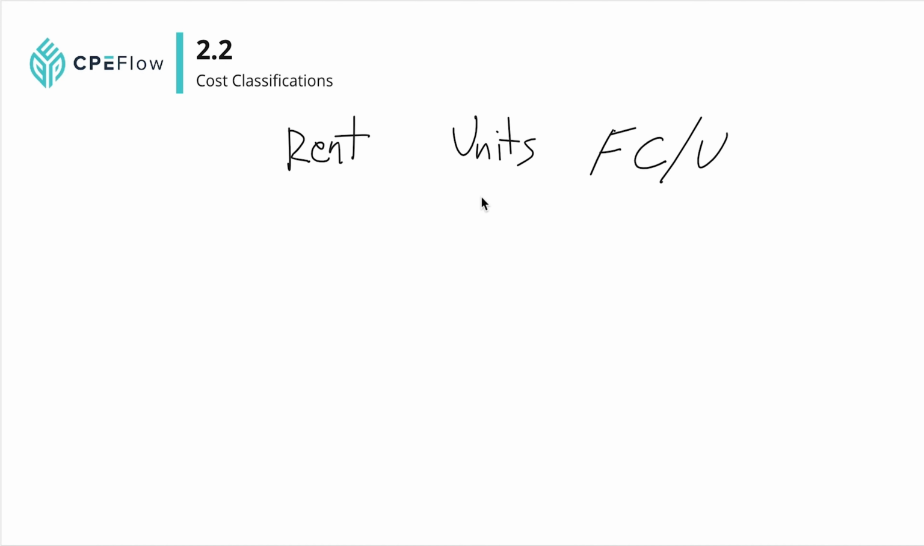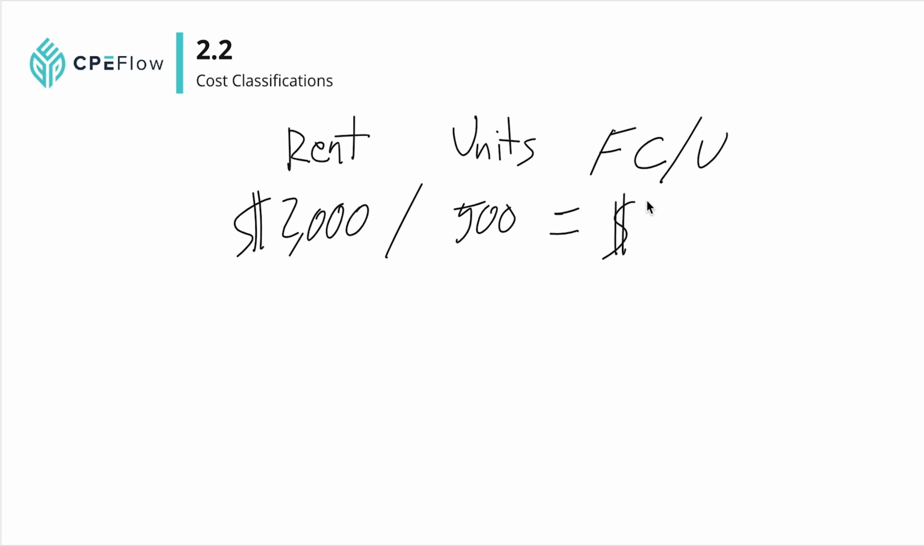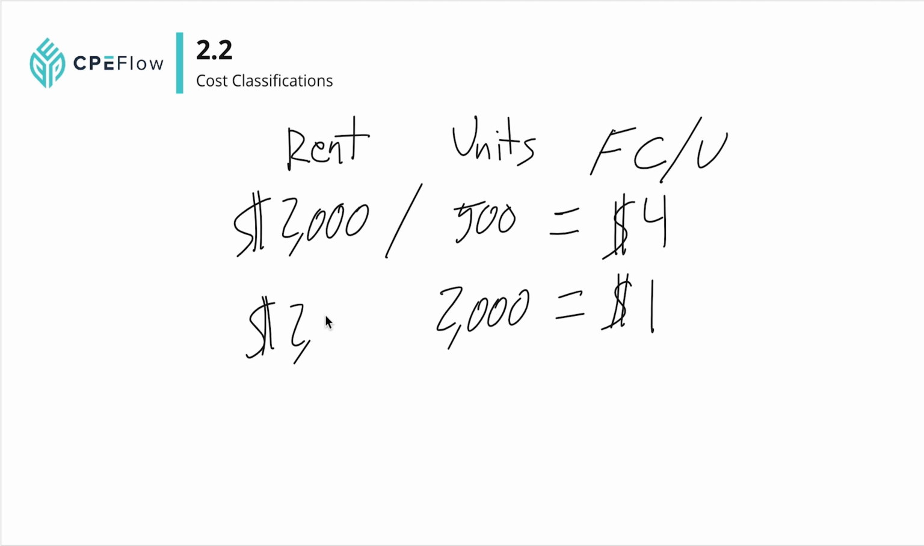Let's say 500 cups of coffee are sold. The fixed rent cost is $2,000 and can be allocated across 500 cups of coffee, making the fixed cost per unit $4, $2,000 divided by 500 units. But if 2,000 cups of coffee are sold, now the fixed cost of rent per cup of coffee sold is only $1 per unit, which is $2,000 divided by 2,000 units.